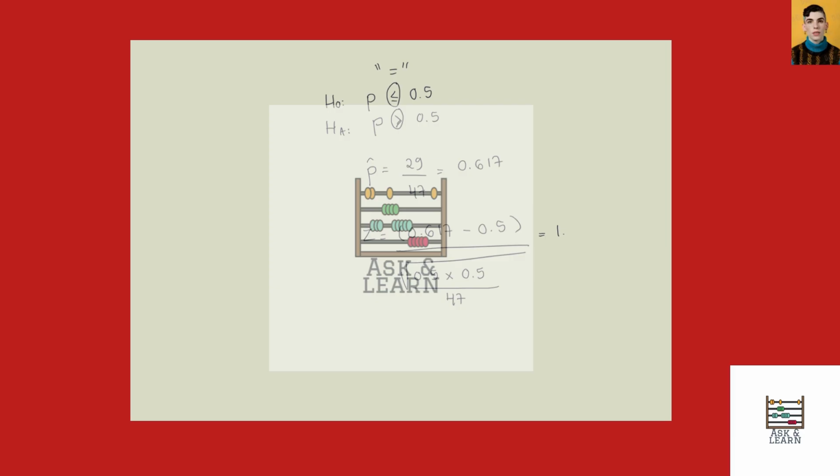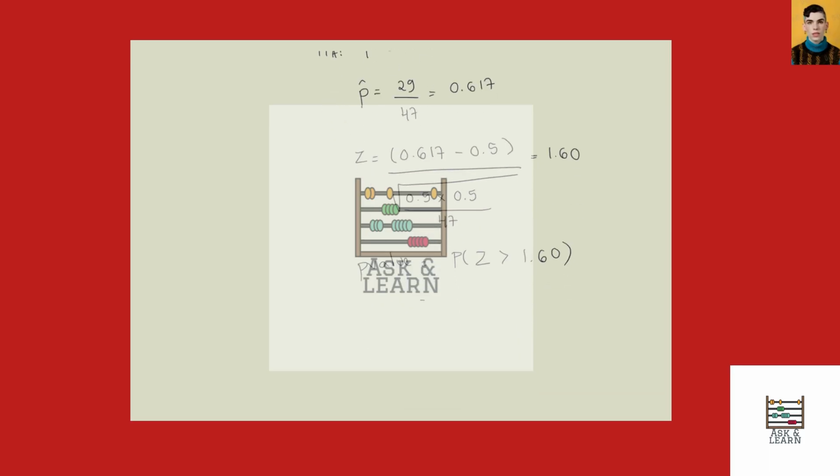This gives us a value of 1.60, and then we can find the p-value for this test as the probability in the standard normal distribution. Because we have the greater than sign here, we put the greater than sign here, and the value for the test statistic. Z means the standard normal distribution, and we can use the Z table to find this probability, which is 0.0548.